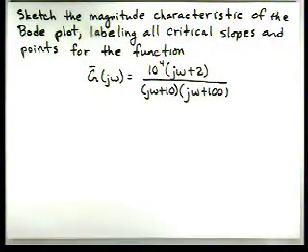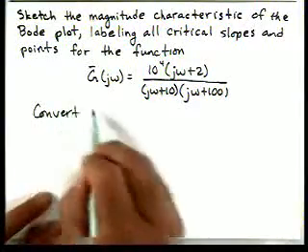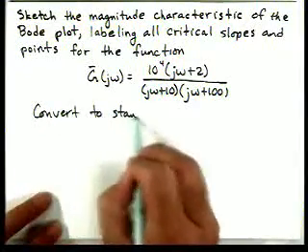In this problem, we're asked to sketch the magnitude characteristic of the Bode plot, labeling all critical slopes and points for the function shown there. First thing we want to do is convert to standard form. So our first step: convert to standard form.